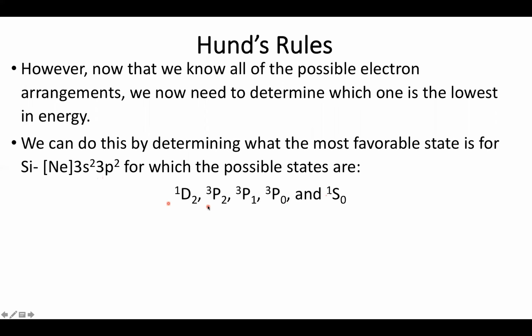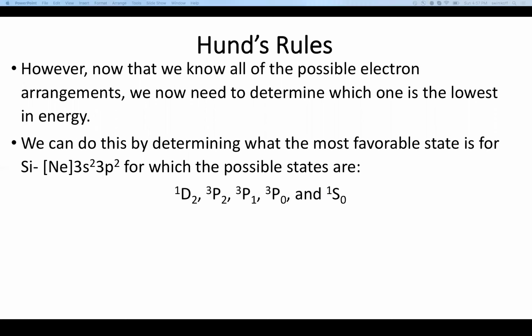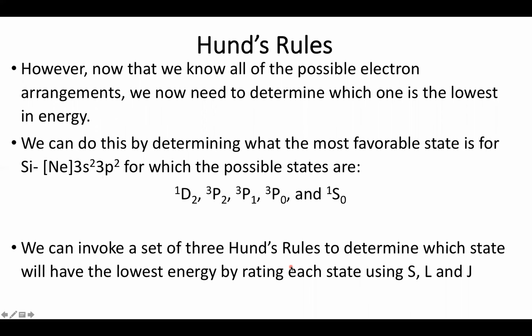So, in order to figure out which one of these species is going to be the lowest in energy, we have to invoke Hund's rules, which will rate the energy of our species using the spin, orbital, and total angular momentum. And because I have 3 properties to rate, guess what? We have 3 different rules. Each one will rate a different property, and they are listed in order from which one dominates the energy choice to which one will be tiebreakers.